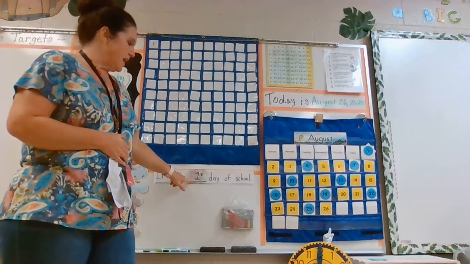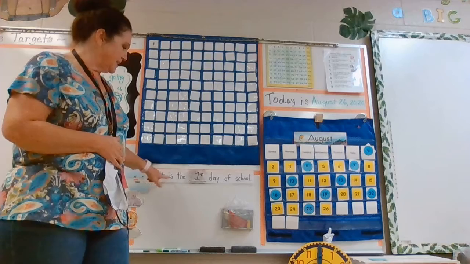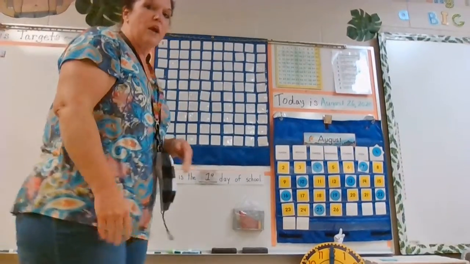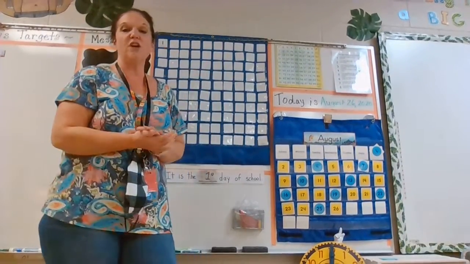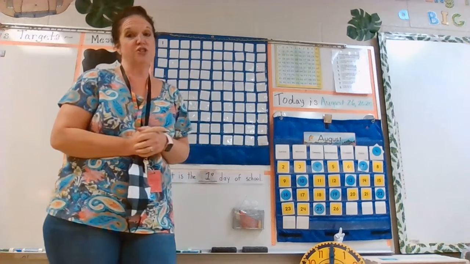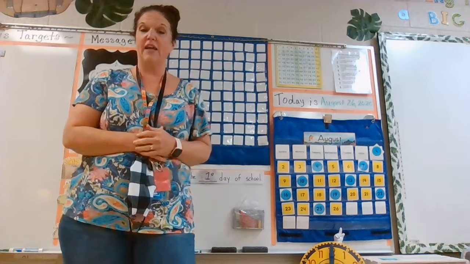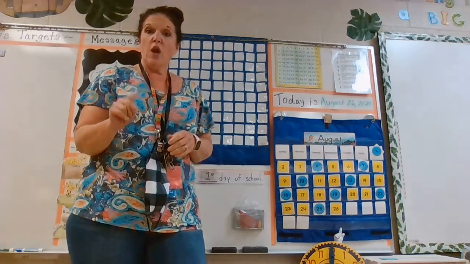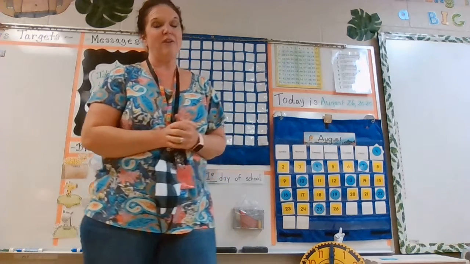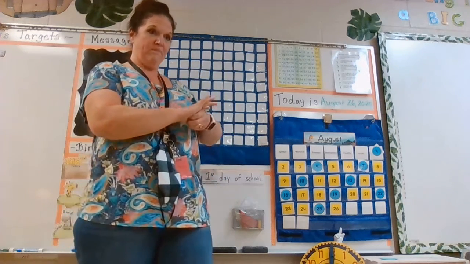So today is the first day of school. So I have already written up here, it says it is the first day of school, and I will show you that. It is the first day of school. So I've written first there. Now what we would do in the normal classroom is we would talk about ways to make 1. And this is something that you did in kindergarten. You should have gone all the way up to 5 in kindergarten. Ways to make 1, ways to make 2, ways to make 3, ways to make 4, and ways to make 5. So let's think back to kindergarten.